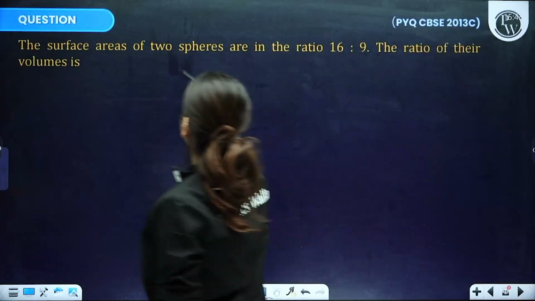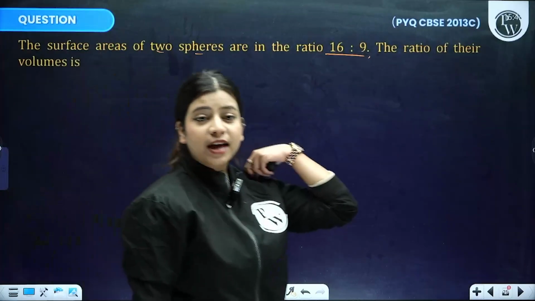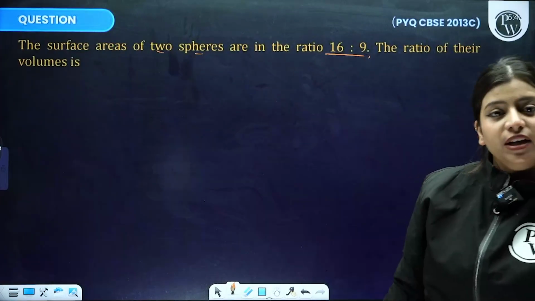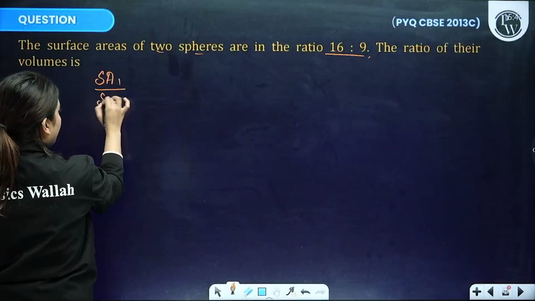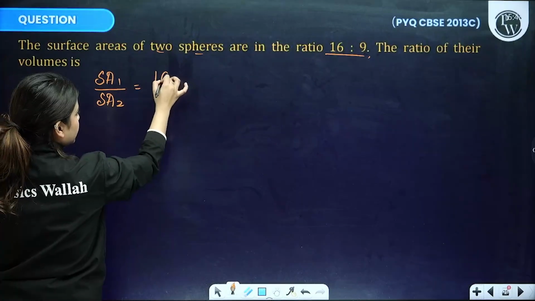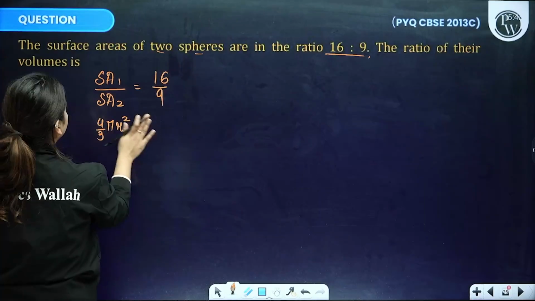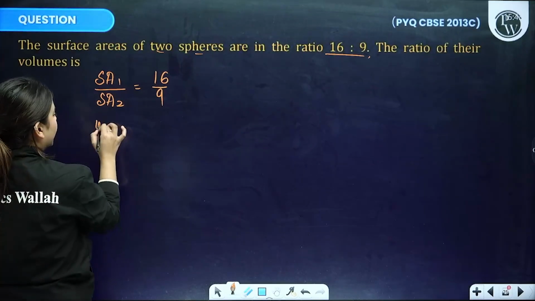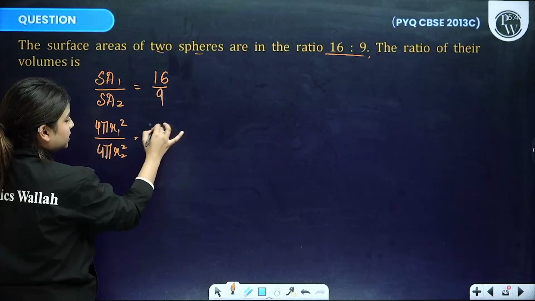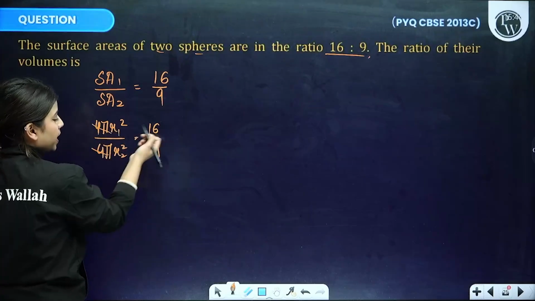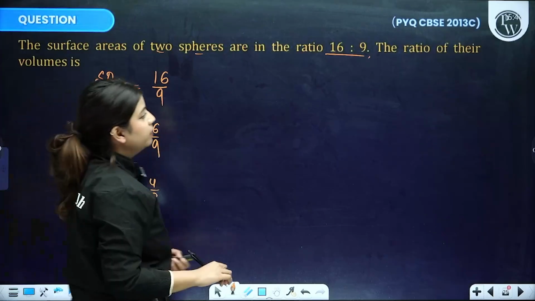The surface areas of two spheres are in the ratio 16:9. Find the ratio of their volumes. So what we have to find out? We have to find out the ratio of their volumes. So basically we know that surface area 1 upon surface area 2 is given as 16 by 9. That means 4 pi r1 square upon 4 pi r2 square is 16 by 9. That means r1 square upon r2 square is 16 by 9. That means r1 upon r2 is 4 by 3, or we can say 4:3.